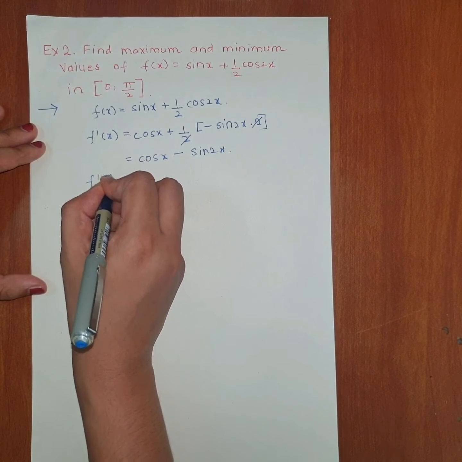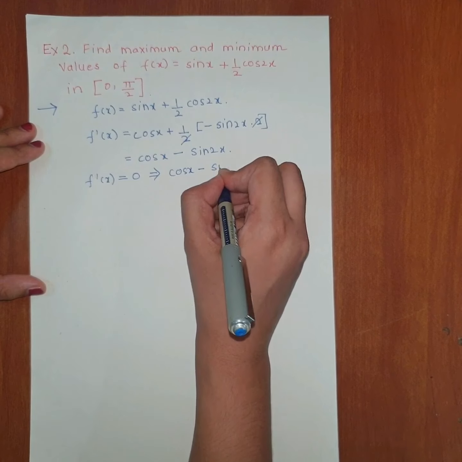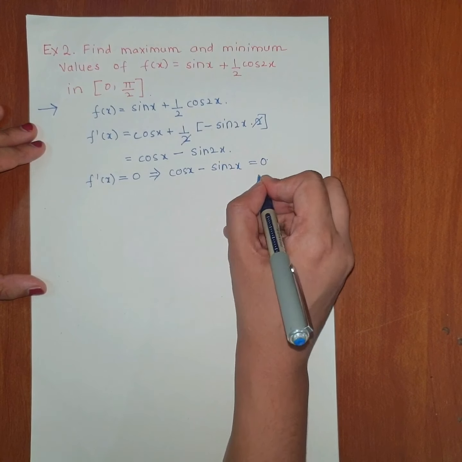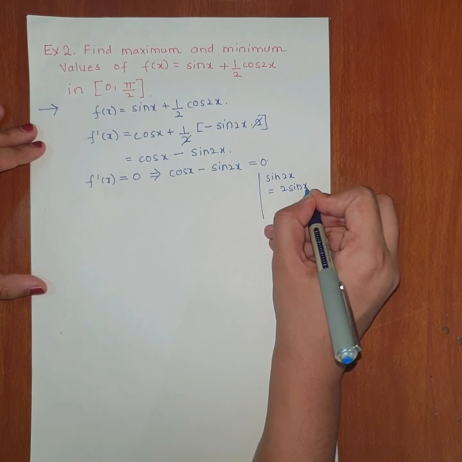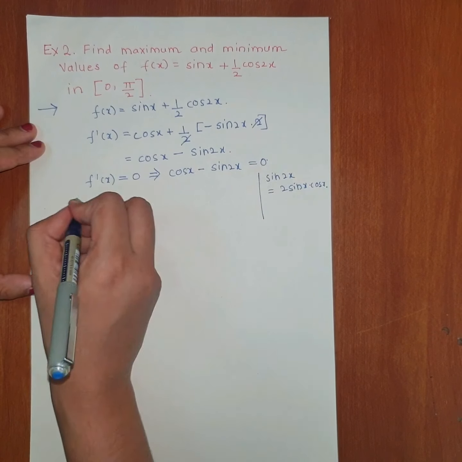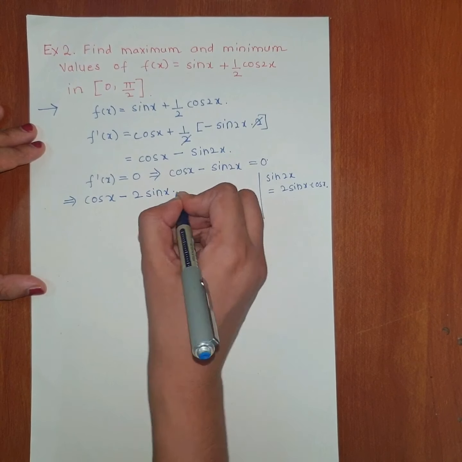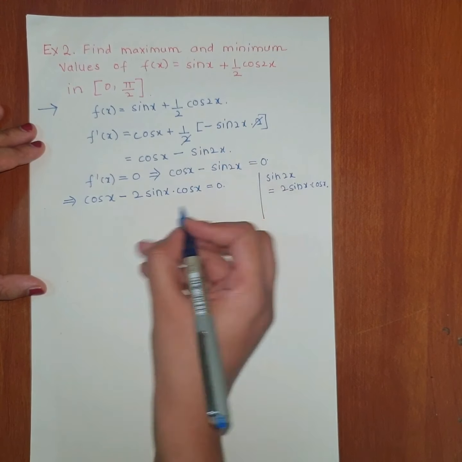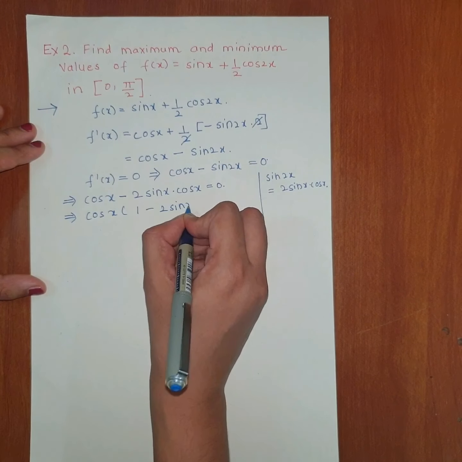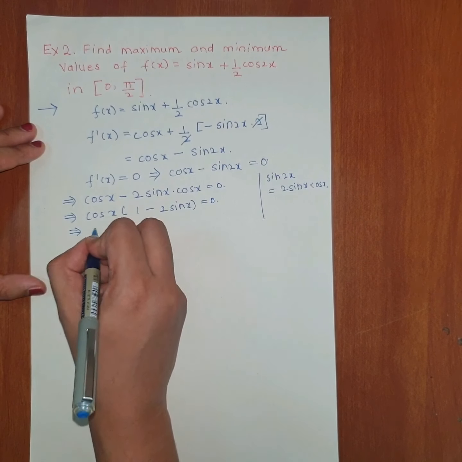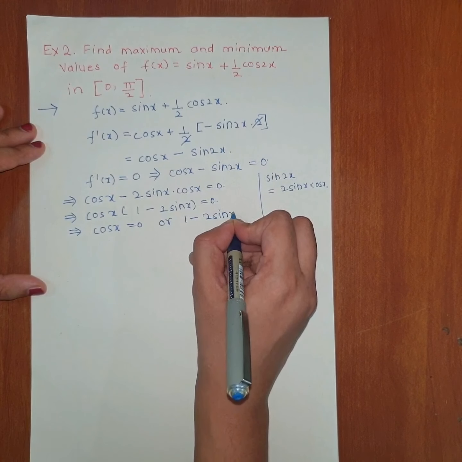Now we equate f dash x to 0. So what we get, cos x minus sin 2x equal to 0. We know sin 2x is nothing but 2 sin x into cos x. So we put this formula in this equation. So we get cos x minus 2 into sin x into cos x. Now we take cos x common. So we get cos x into 1 minus 2 sin x equal to 0, which implies either cos x is equal to 0 or 1 minus 2 sin x equal to 0.